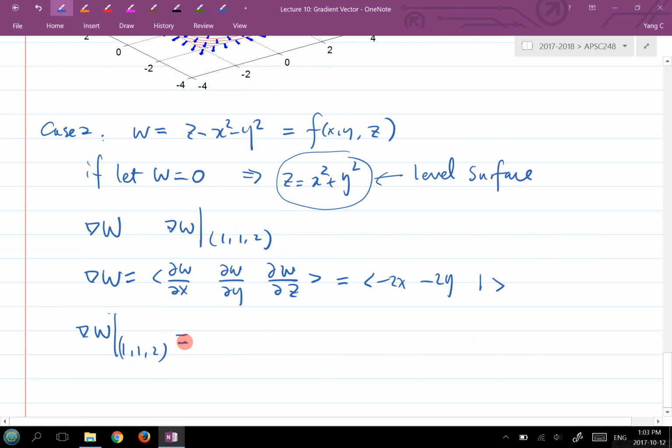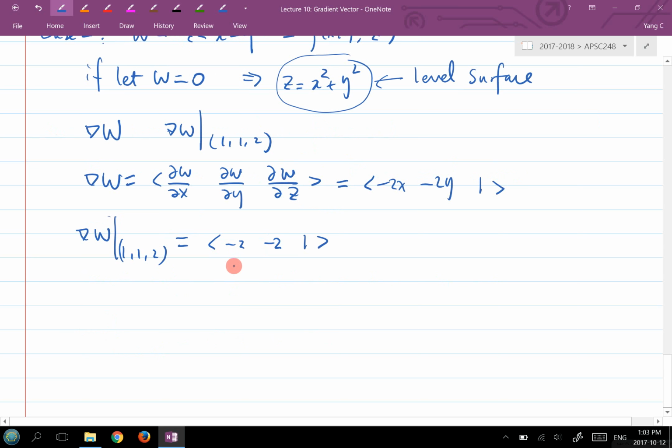Now if I'm interested in del w at the location 1, 1, 2, all we need to do is substitute 1, 1, 2 into del w. So 1 in here gives negative 2, 1 in here gives negative 2, and the z component is always constant, so it's 1. Such is your del w at 1, 1, 2. Good. Okay, last step: sketch this gradient vector del w.